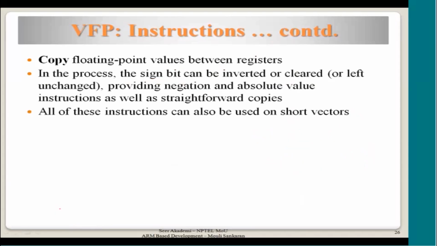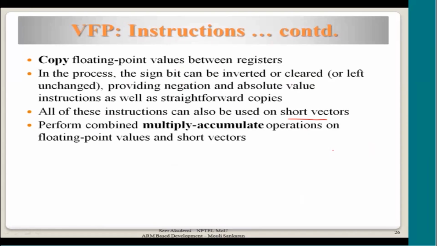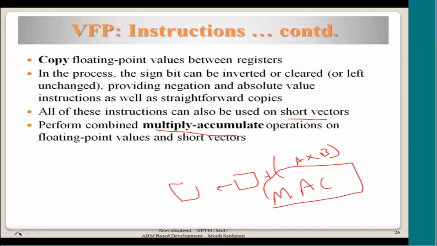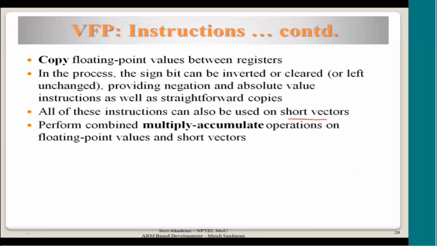All these instructions can also be used on short vectors, so you can perform these operations on a vector of data. Perform combined multiply accumulate: you want to multiply two vectors and then add to the result. Normally it will be kept in another register and then put here.